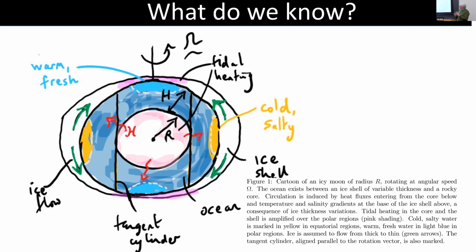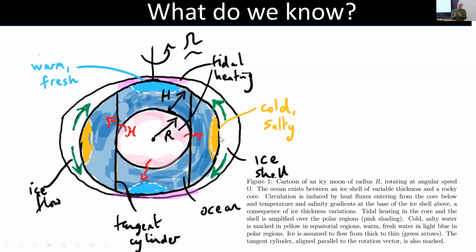And ice is going to move from thick to thin. So where the ice is thick, it's going to slump over to where it's thin. So it's going to melt. The ice is going to melt over the poles. Where it melts, it's going to be fresher, and we have to form ice over the equator. So when ice, which is made up of fresh water, forms, you squeeze the salty water out, so it's salty. So the equatorial oceans are likely to be salty, the polar oceans fresh.